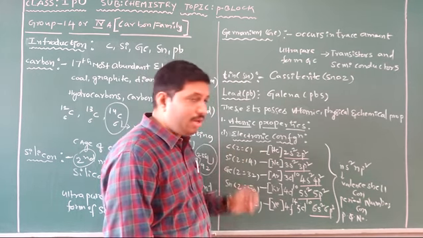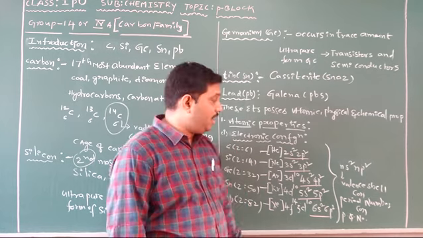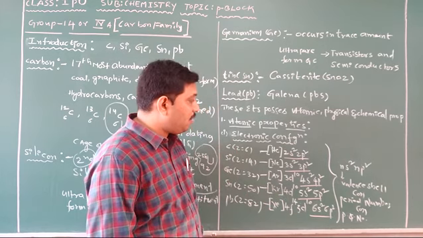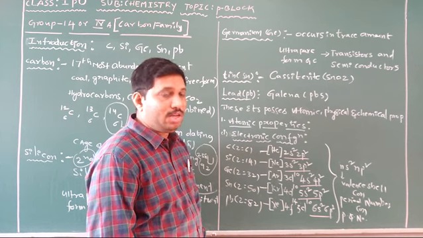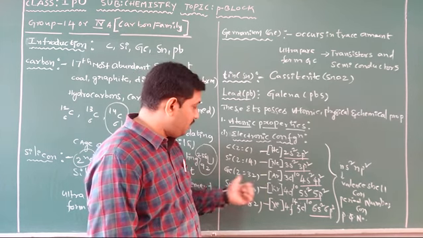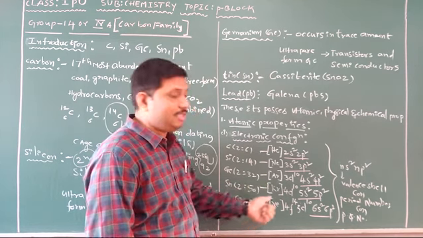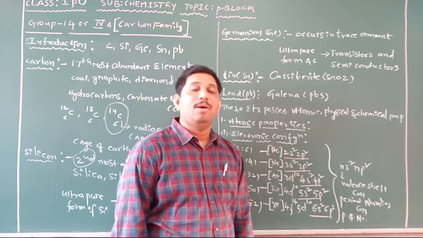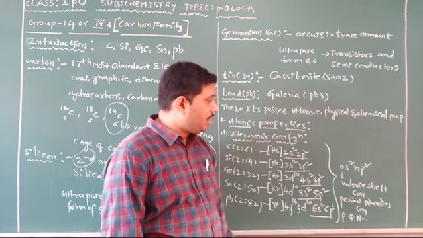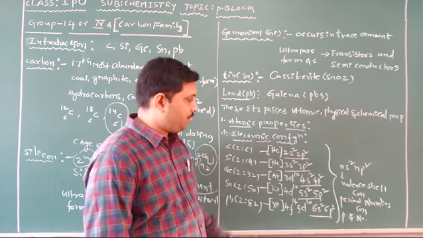Carbon belongs to second period, hence n is equal to 2. Silicon belongs to third period, n is equal to 3. Germanium fourth period, tin fifth period, lead sixth period, where n is known as period number, valency shell or principal quantum number. Copy this, student.